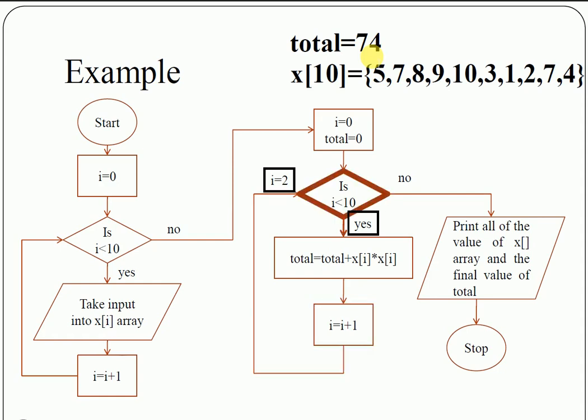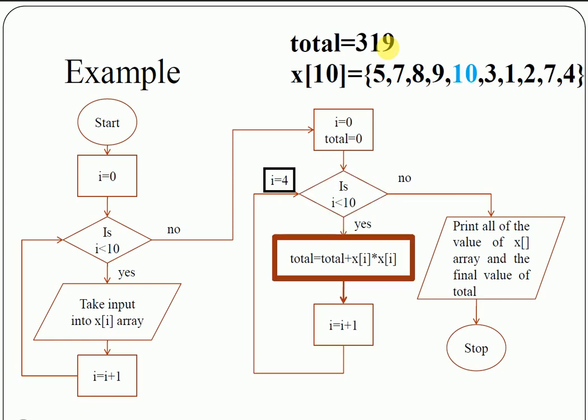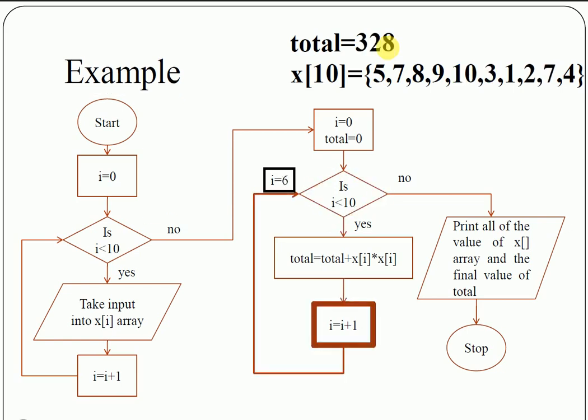So if the condition is true, then total equals total plus xi into xi. Here in position 2, this is 8, that means 64. Now the sum of 64 and 74, the value of total will be 138. So these steps will continue until the value of i is 10.